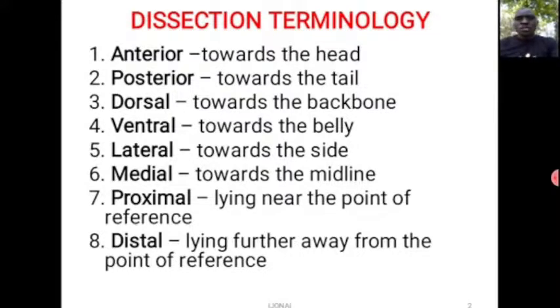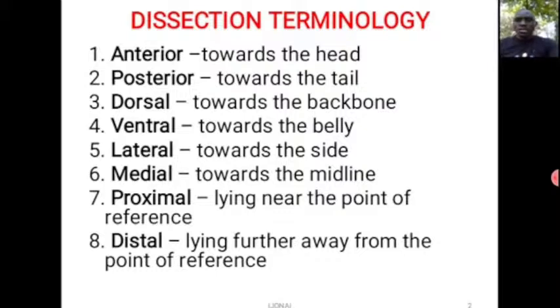Then we have dorsal. Dorsal simply means towards the backbone or towards the back. That one is the dorsal part of the body, the part of the body which is located towards the vertebral column or the backbone. And then we have the ventral. The ventral is just the opposite of the dorsal. That one simply means towards the belly, the underside of the body. That is ventral. So you can easily use words like ventrally located or dorsally. Then we have lateral. Lateral means towards the sides. So that is lateral, the lateral location towards the sides of the body.